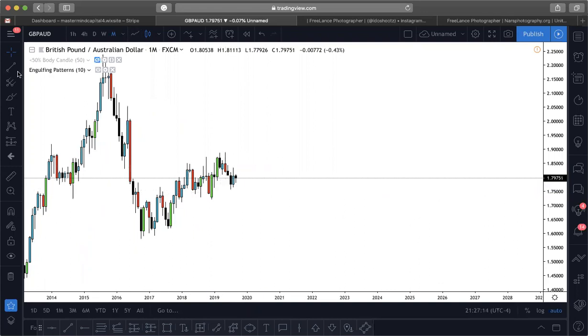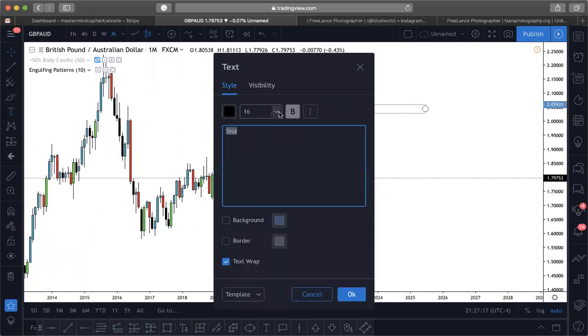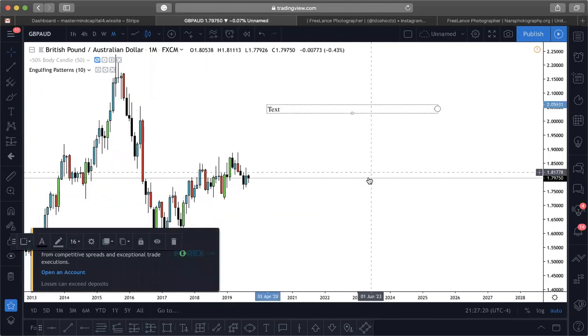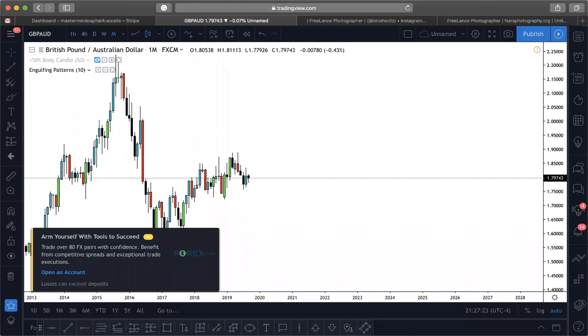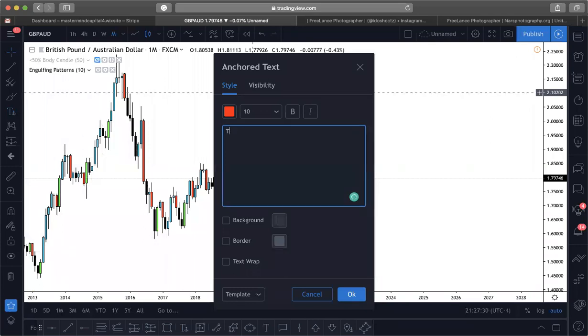So let me just drop some text in the chat, just so y'all could have it visually, right? So we have the monthly time frame, then we have the weekly, then we have the daily, and then we have the 4 hour, we have the hour, and we have the 30 minute, and then we have the 15 minute, then we have the 5 minute, and we have the 1 minute, right?